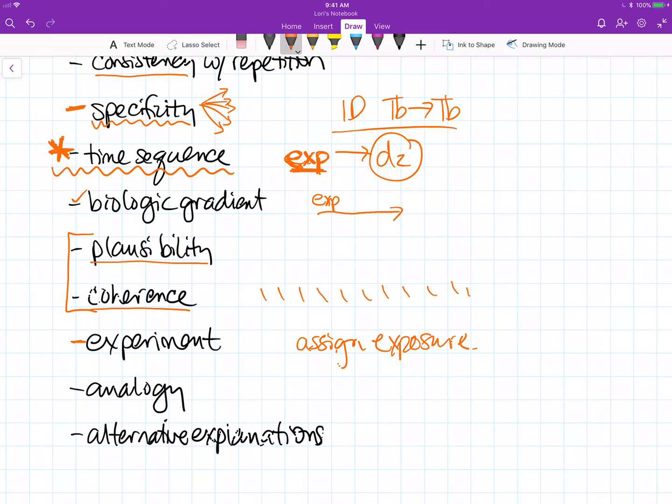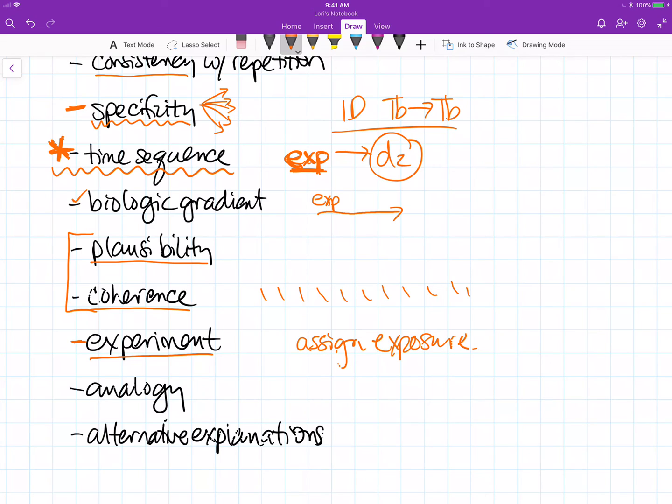Somebody who's a cigarette smoker is much more likely to also be a coffee drinker. That doesn't mean that all coffee drinkers are cigarette smokers. We know an awful lot who aren't, but we do know that those two things go hand in hand. So sometimes it's hard to tease them apart. If we do an experiment where we assign exposure, then it removes a lot of those chance associations that are just occurring.